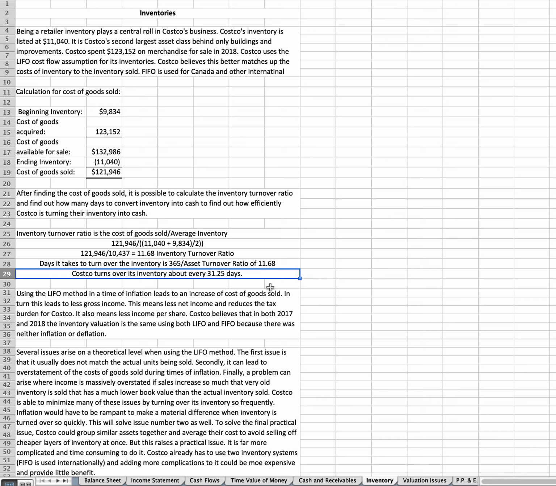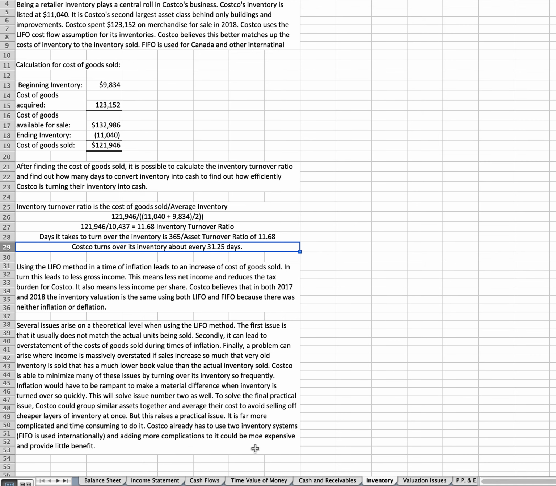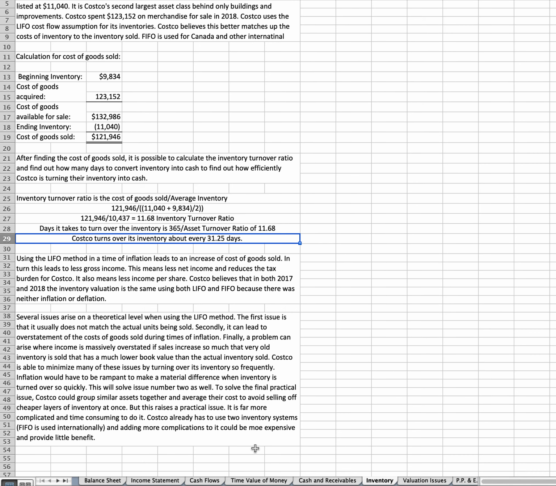Secondly, it can lead to an overstatement of the cost of goods sold during times of inflation. And finally, problems can arise where there is overstated income if sales outstrip the purchase of inventory, because the earlier items are going out the door even though they cost less, and that can lead to a huge tax burden.